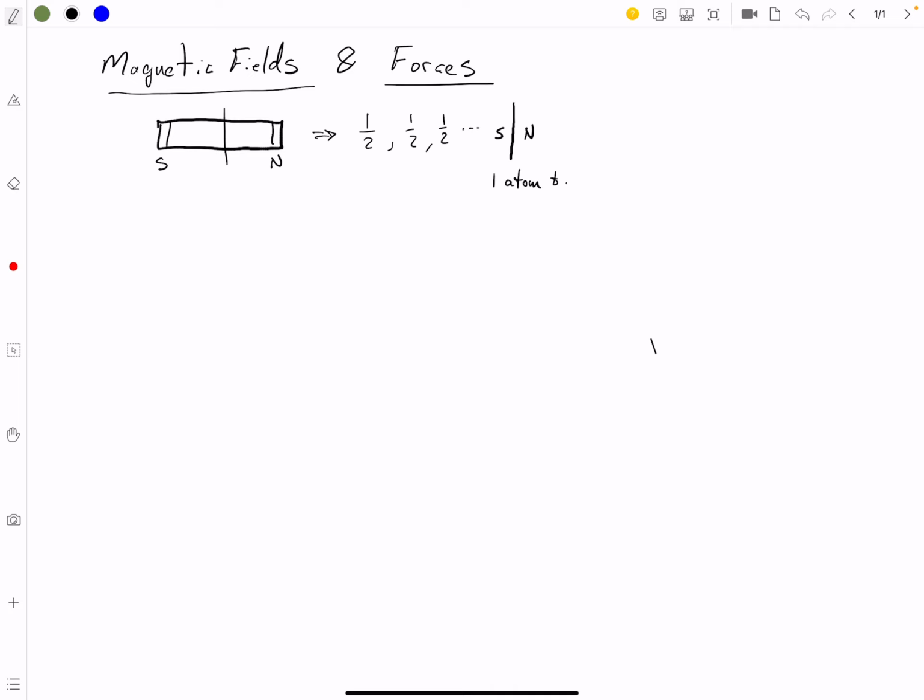How are you going to cut up an atom? You can't. So we've got nothing left really but one atom thick. So let's look at it from the side. And we'll put our South Pole down here, our North Pole up here. Let's just look at the one atom.